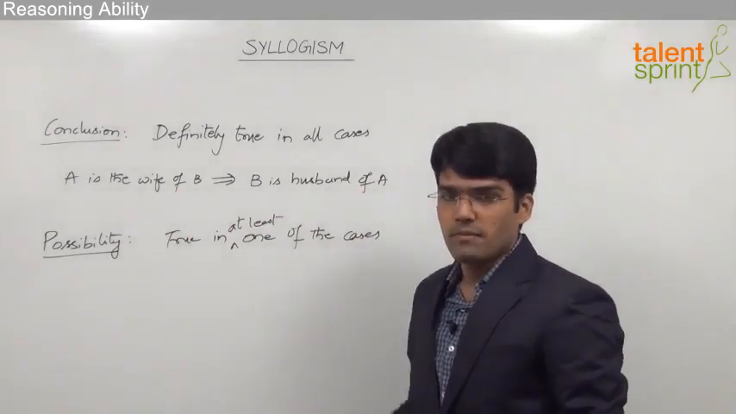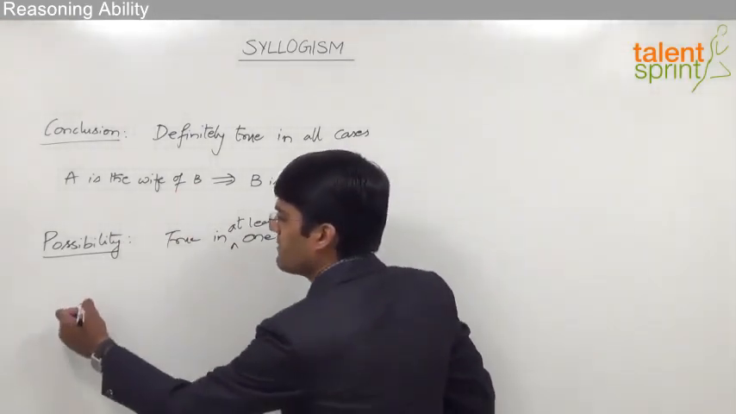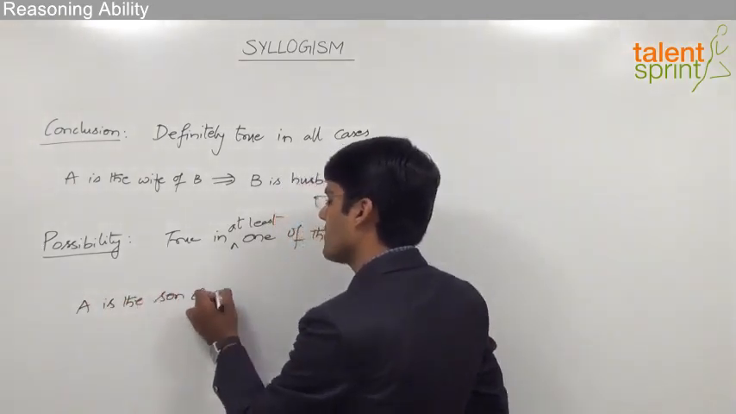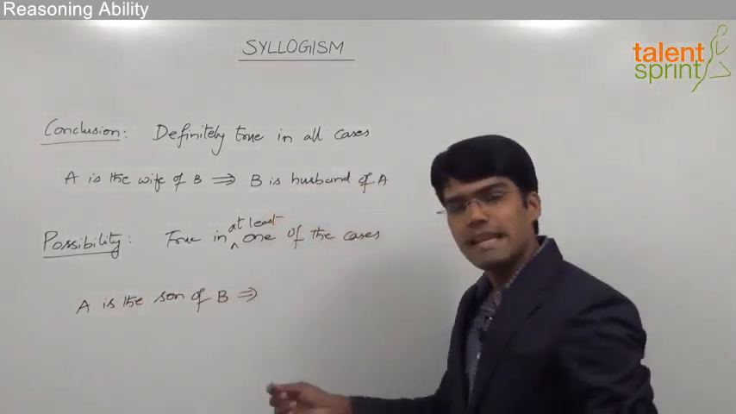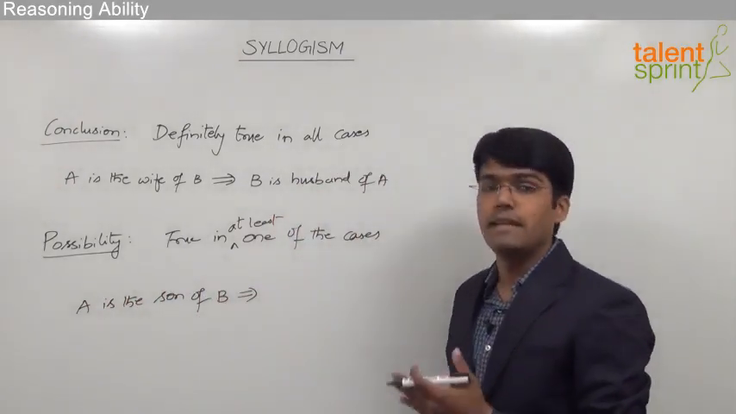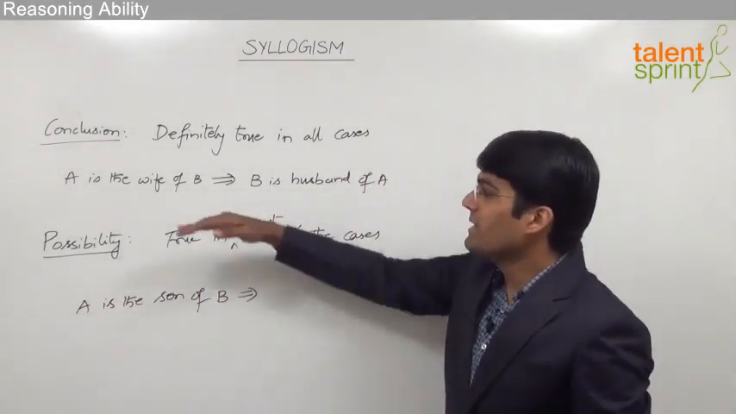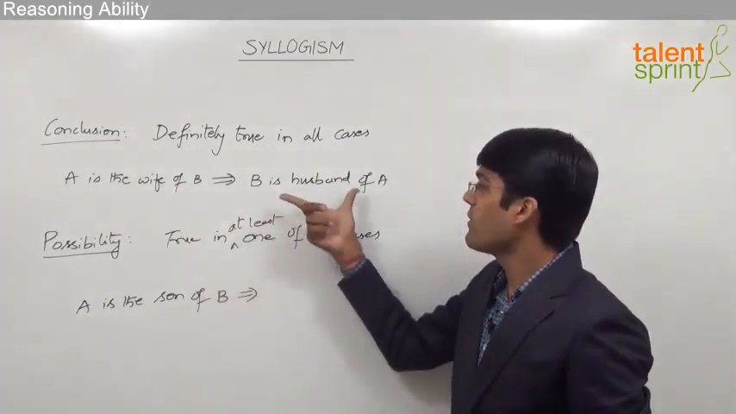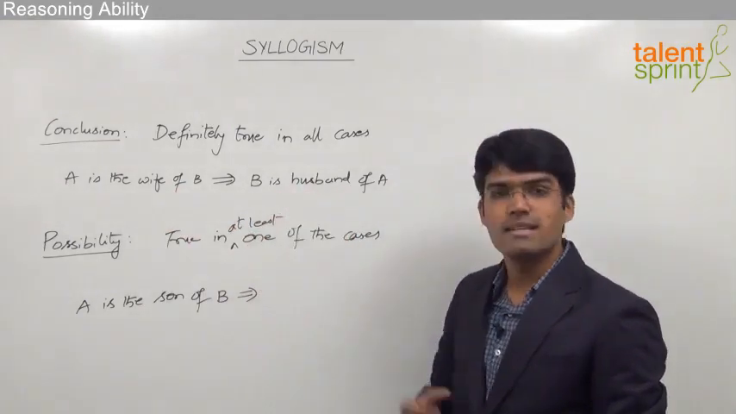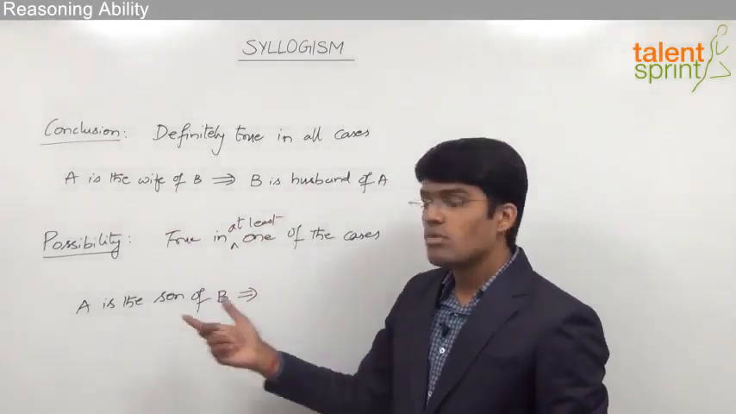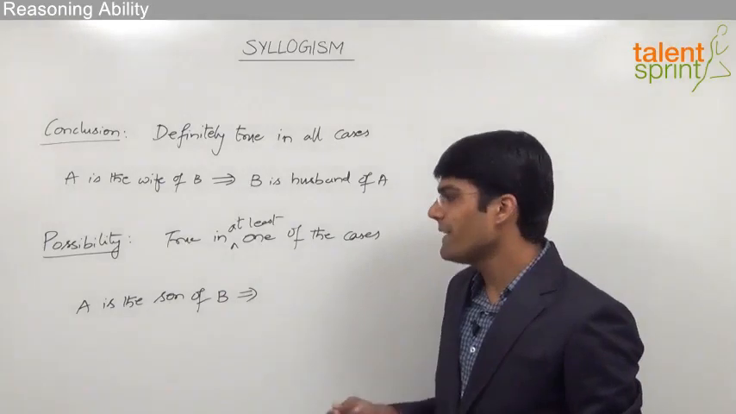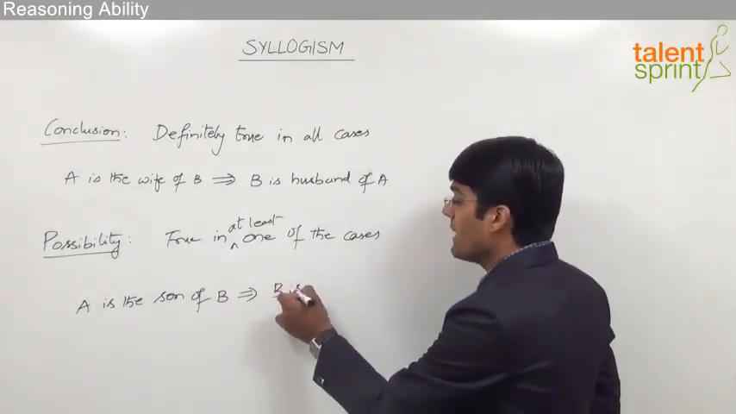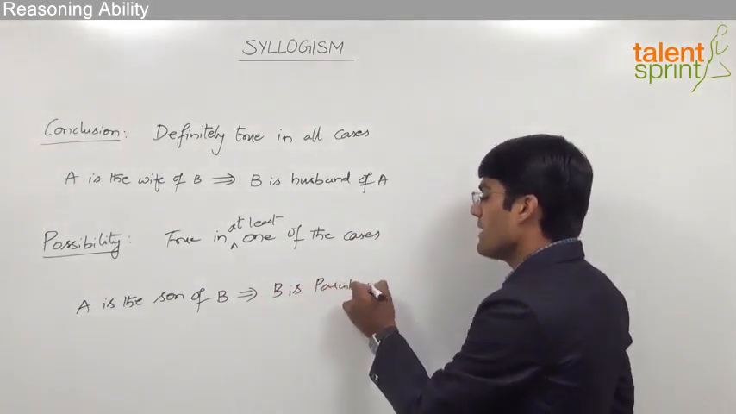Let us now take an example for possibility. Let us assume the statement is A is the son of B. Now for this given statement, we cannot have any definite conclusion. Like in the previous case, when the statement was A is the wife of B, there was a definite conclusion, that is B is the husband of A. But in this case, we do not have anything which is definite. What we can only say here is when A is the son of B, B is the parent of A.